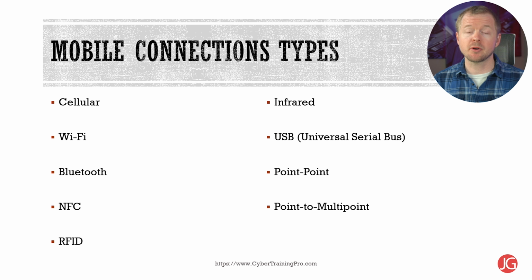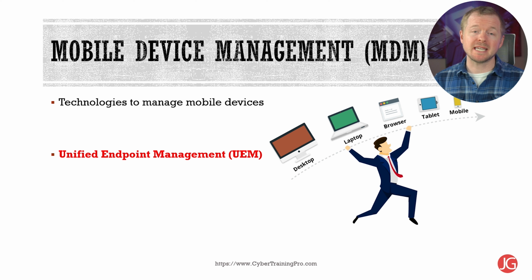USB, or universal serial bus, can be used to connect to computers. For example, your iPhone can use its charging cable to connect via USB to your computer. Point-to-point connects two devices together using Bluetooth, NFC, or RFID. And point-to-multipoint creates an ad hoc network allowing multiple devices to connect to each other without an access point. Mobile device management, or MDM, includes technologies that we can use to manage mobile devices. Some vendors sell unified endpoint management, or UEM, solutions to manage mobile devices.